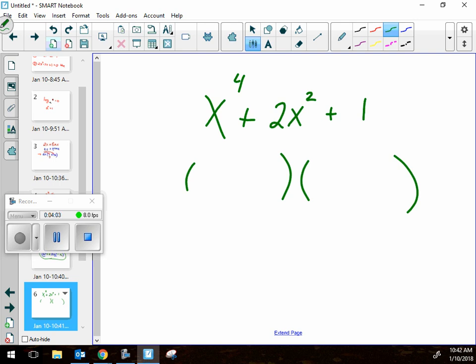Actually, really what you should do first is see if there's anything in common on all 3 terms, the GCF. But there was nothing I could have factored out. Like if this had been a 12 and this had been a 4, then there would have been a 2 in everything. I should have started by saying that.